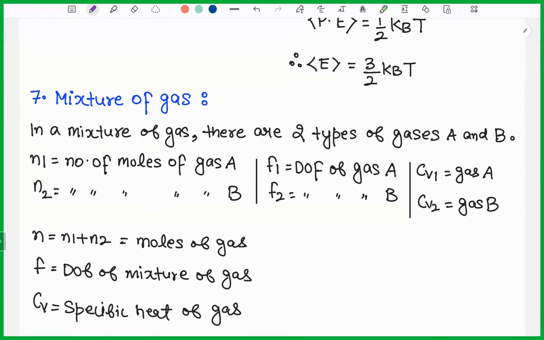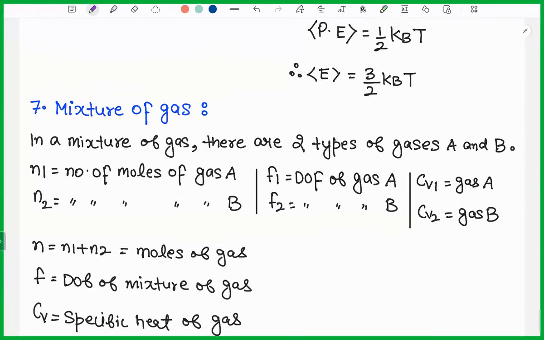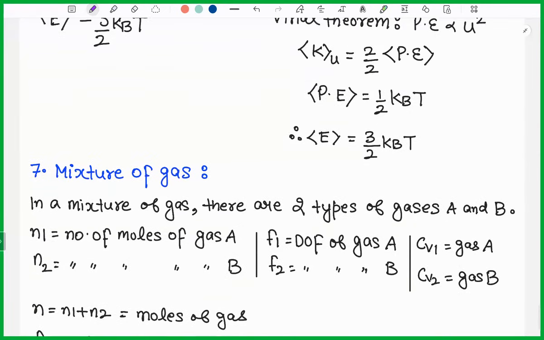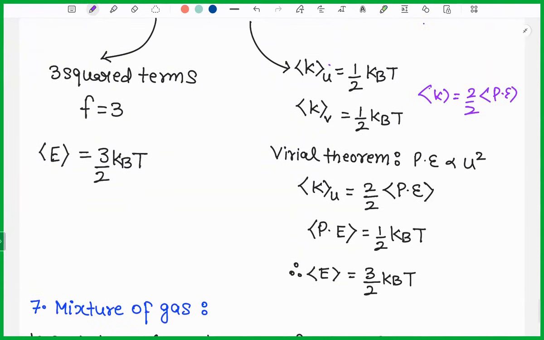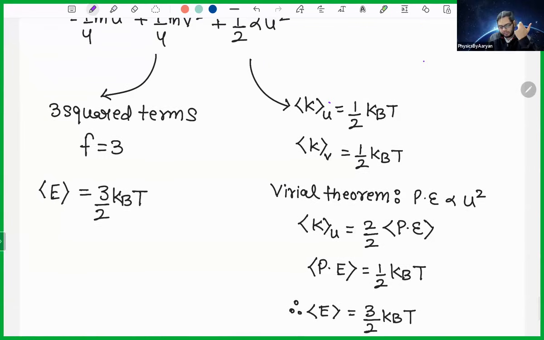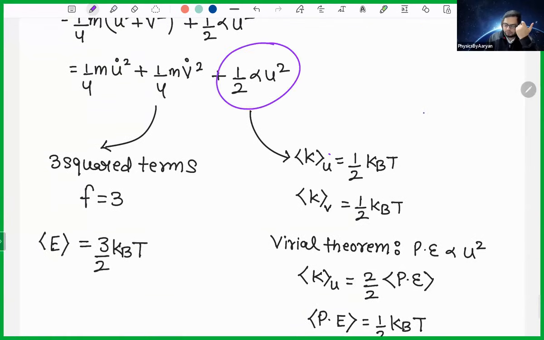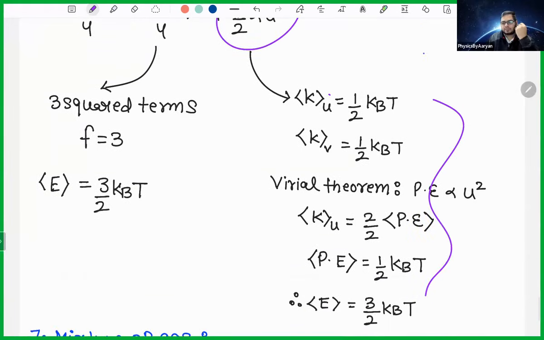Sir, everything is clear, but can you repeat why we cannot apply the virial theorem when our potential basically has power in squares? Why we cannot apply? No, we can. We are applying here. If you apply the virial theorem to this, you still get the same answer.